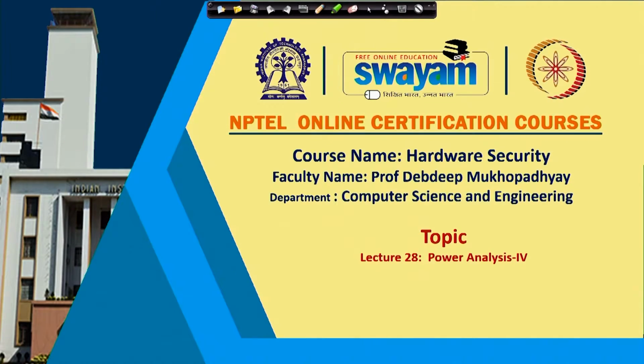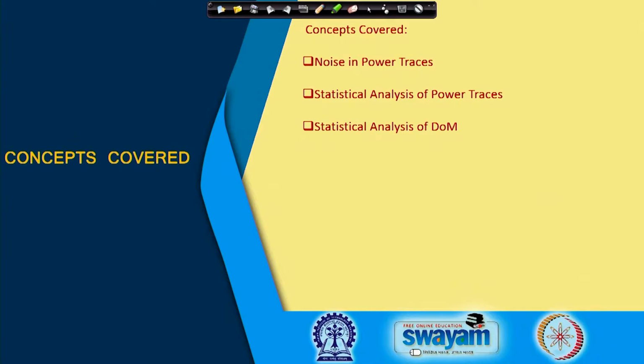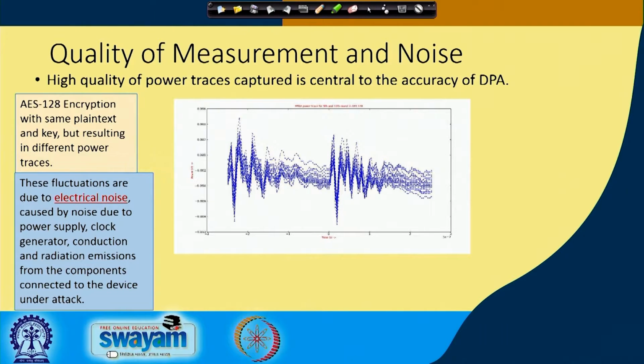We shall be continuing our discussions on hardware security, and in particular we shall be discussing power analysis. I will be talking in particular about noise, as we were discussing in the previous class, and we will try to see how we can statistically analyze the component of noise and try to estimate the success rate of a difference of mean attack.